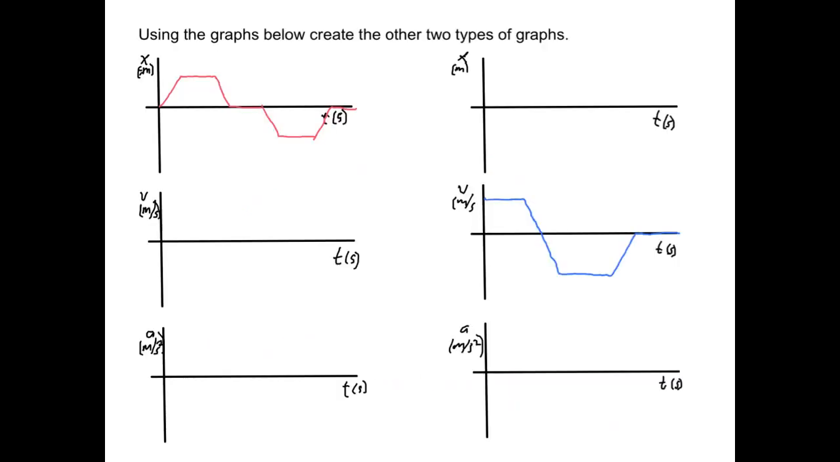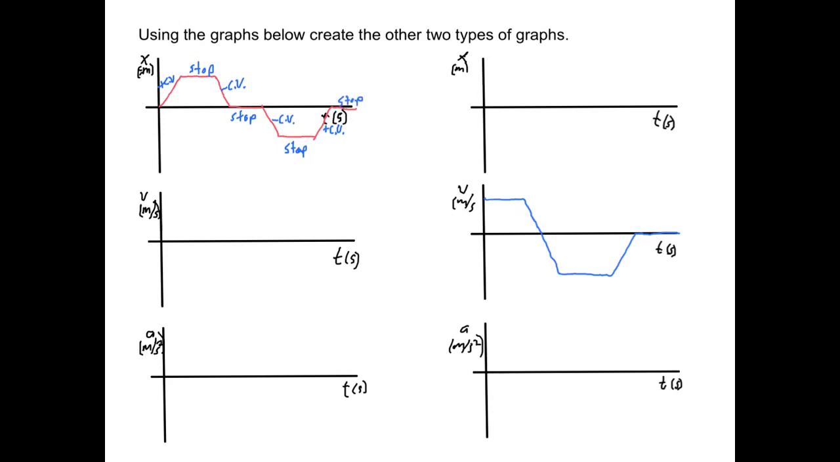Here's another type of problem you could be given, where you're given one of the three graphs. So this time I'm given a position time graph, and in this one I'm given a velocity time graph. And based upon one of those graphs, you're asked to sketch out, draw the velocity time and acceleration time graph, or the other two that aren't there. My recommendation whenever you are given this type of problem is to start out by going through and labeling the graph that you are given.